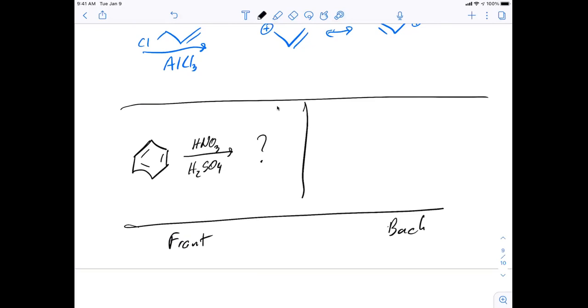Okay, on the front, ask yourself what the reaction products are. So what is the product? On the back, ask another question. What reactants do you need to make nitrobenzene? And hopefully your handwriting is better than mine.